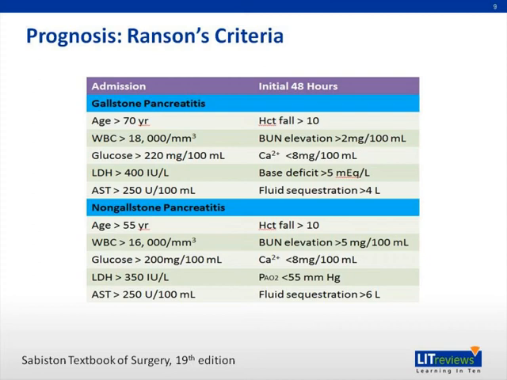The ultimate severity of an attack appears to be determined by events that occur within the first 24 to 48 hours. As a result, a number of prognostic schemes have been developed. Ranson's criteria is the most widely used. If a patient has 3 or less criteria, they will undoubtedly have a mild attack, while a patient with 7 to 8 criteria will have an extremely poor prognosis, with a mortality approaching 90%.